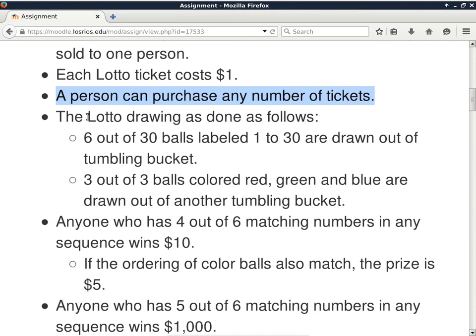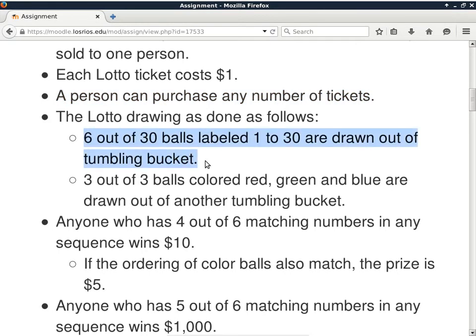The Lotto drawing happens every Sunday. Out of a tumbling bucket, someone is going to pick out 6 out of 30 balls, and these balls are all labeled from 1 to 30. So I would put 30 balls, labeled 1 to 30, into a tumbling bucket, and somebody's going to pick out these balls one by one, and 6 of these balls will be picked out. That would be the first part of the drawing.